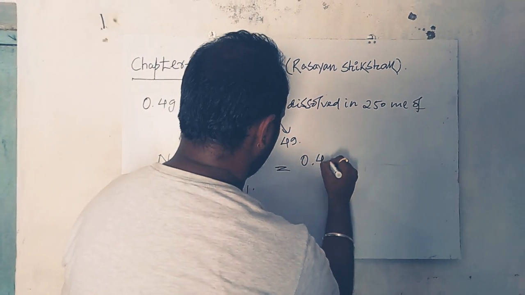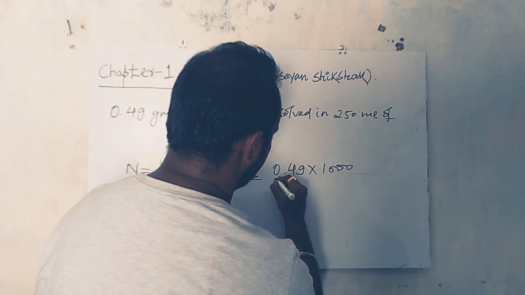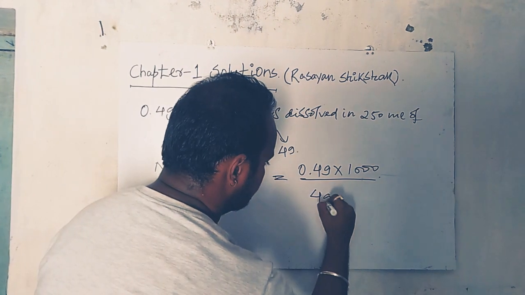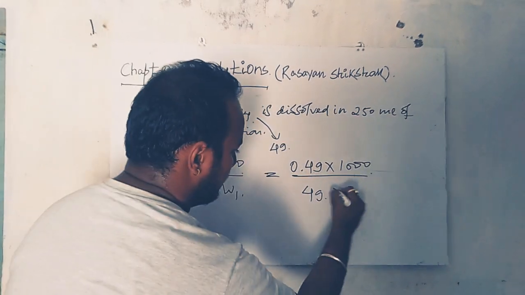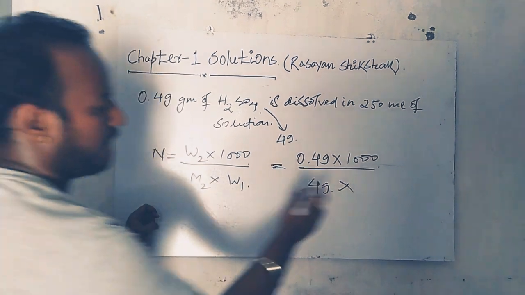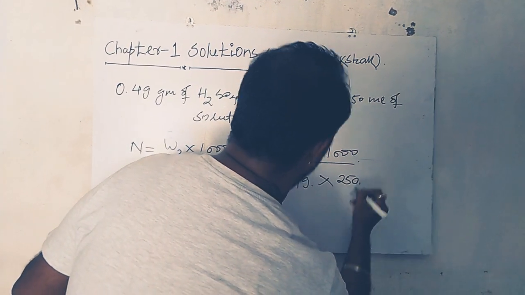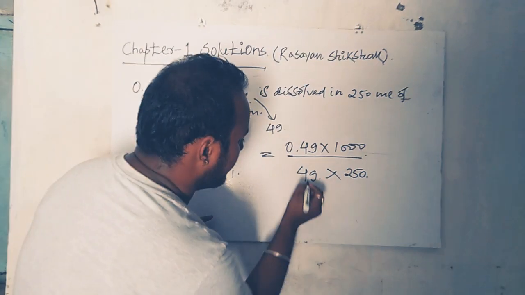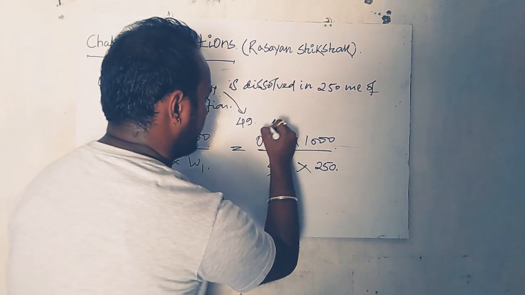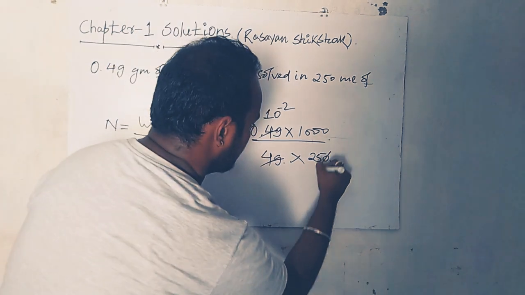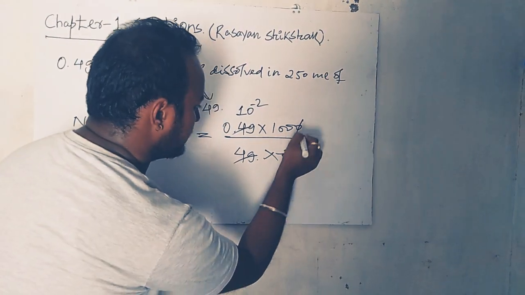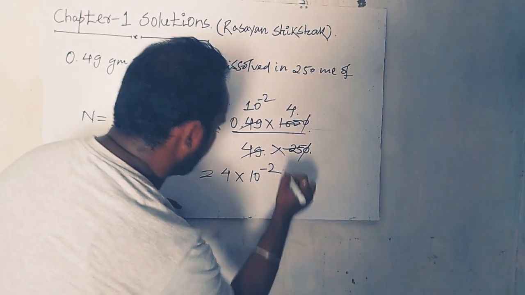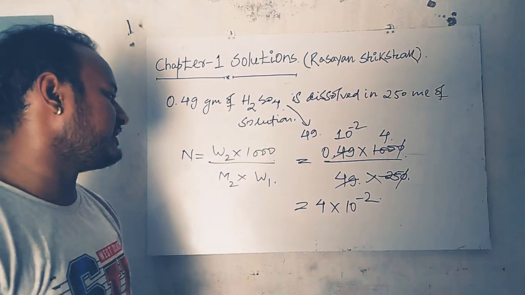So it is 0.49 into 1000 upon, what is M2? M2 is 49, and here W1 is 250 ml. That is the volume of solution. What happens when we divide it? It becomes 10 to the power minus 2, 0 cancelled, and 25. So it becomes 4 into 10 to the power minus 2, and the relevant units are placed.